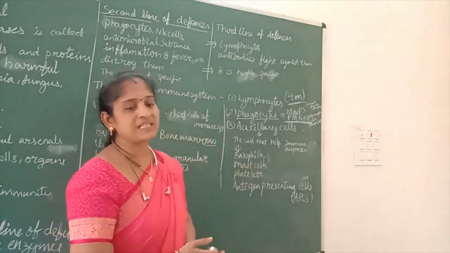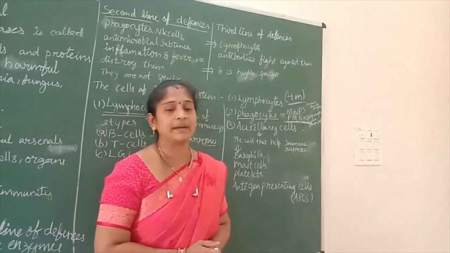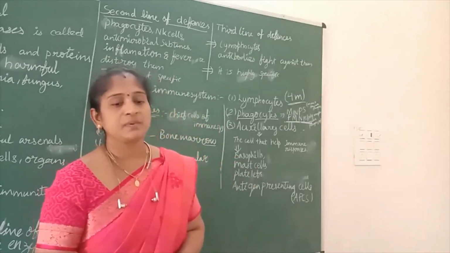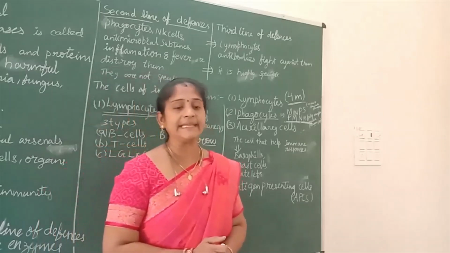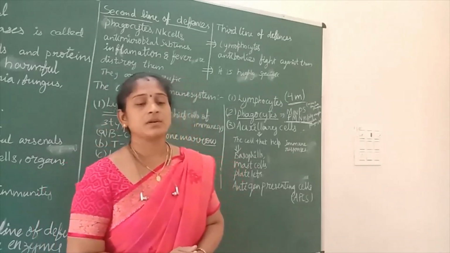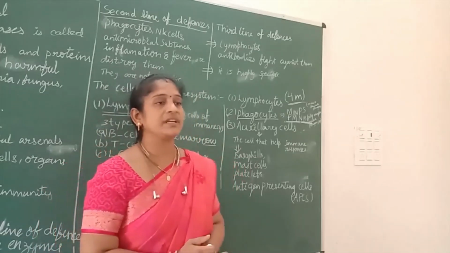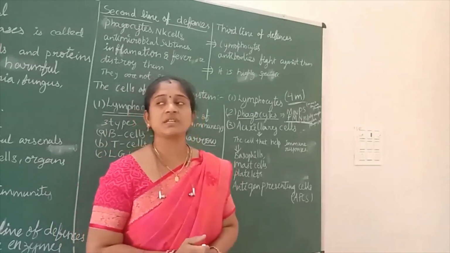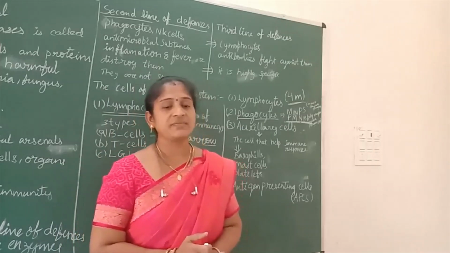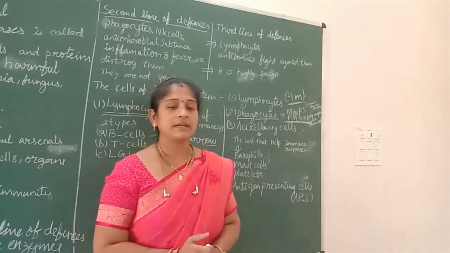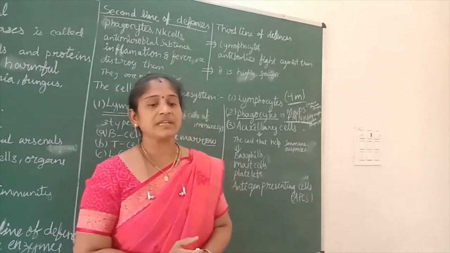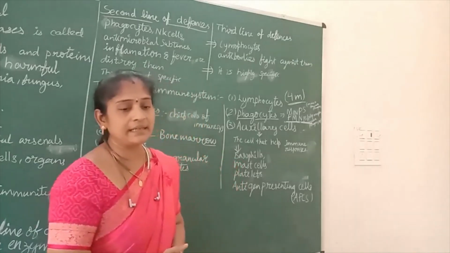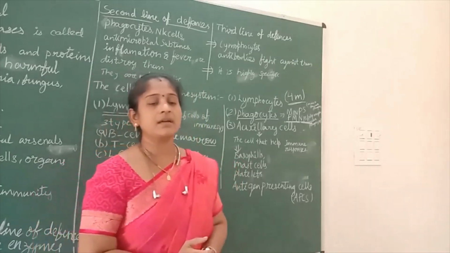So the plasma cells which are present in our blood produce antibodies that are specific to the antigens. The memory cells store the information about the specific antigens and show a quick response when the same antigen attacks the body.